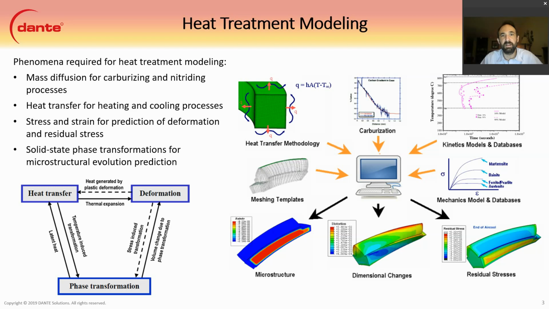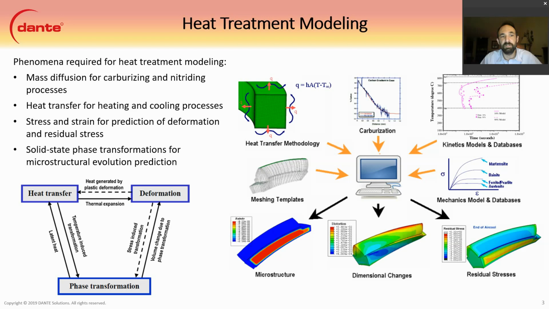The figure on the left shows these last 3 phenomena needed for the quench hardening process and the relationship between several phenomena, including the latent heat, temperature-induced transformation, volume change due to phase transformation, and thermal expansion. All of these are indicated with the solid lines and are absolutely required for heat treatment modeling.